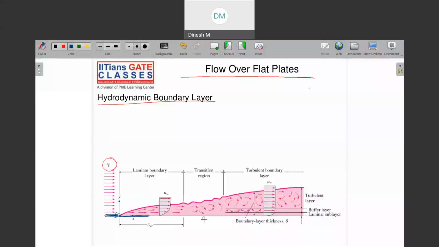No slip condition means that there cannot be two velocities existing at the same point. So there will be no slip. That means this fluid will attain the velocity of the surface. Can you feel that the fluid layers coming in all had some velocity, but the layer which has come into contact has got its velocity as 0. Then the layer above it will also, due to inertia effect, lose some velocity, and so on.